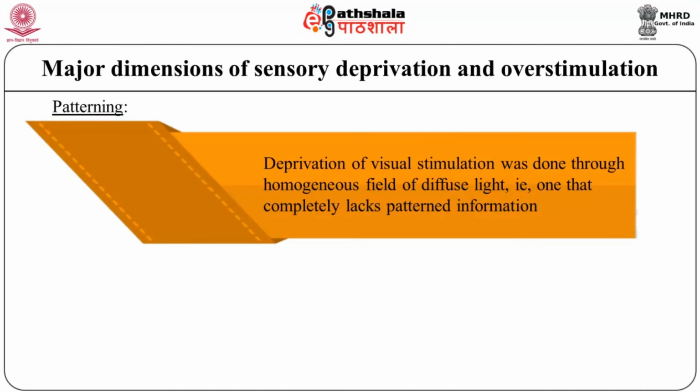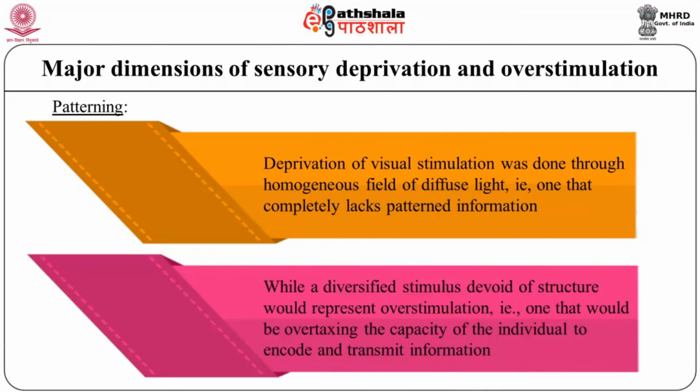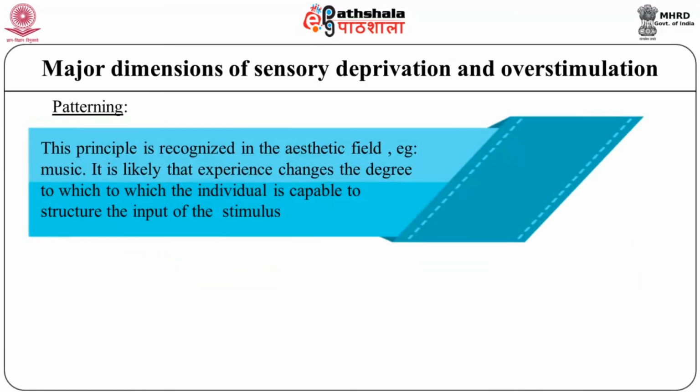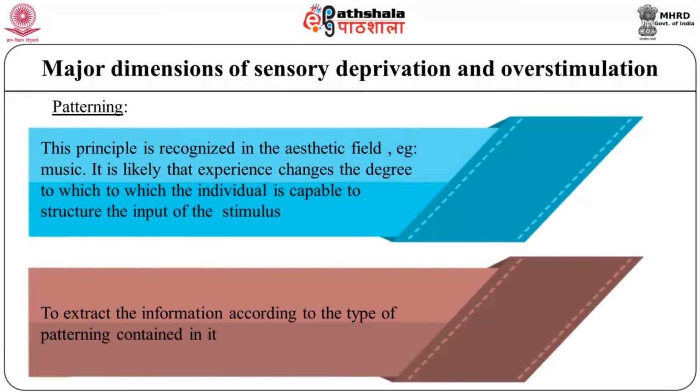Earlier, we discussed that deprivation of visual stimulation was done through a homogeneous field of diffused light, that is, one that completely lacks patterned information, while a diversified stimulus devoid of structure would represent overstimulation, that is, one that would be overtaxing the capacity of the individual to decode and transmit the information. This principle is recognized in the aesthetic field by Meyer in 1956. For example, music. It is likely that experience changes the degree to which the individual is capable of structuring the input of the stimulus, that is, to extract the information according to the type of patterning contained.